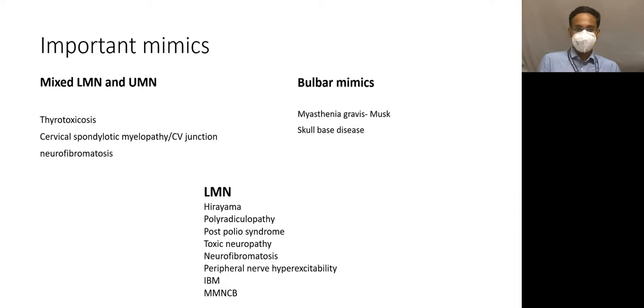The lower motor neuron mimics: the most common thing that we see depends on the age. Between the ages, for example an adolescent boy who comes with wasting and fasciculation which started in one hand and then went to the other hand.